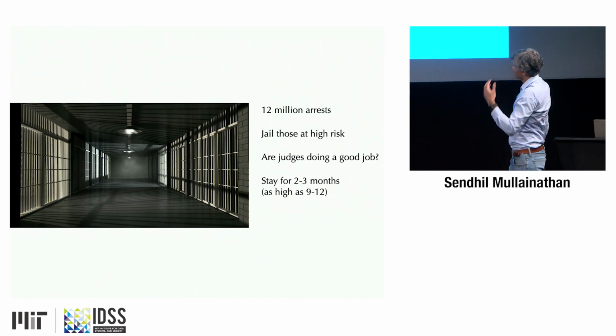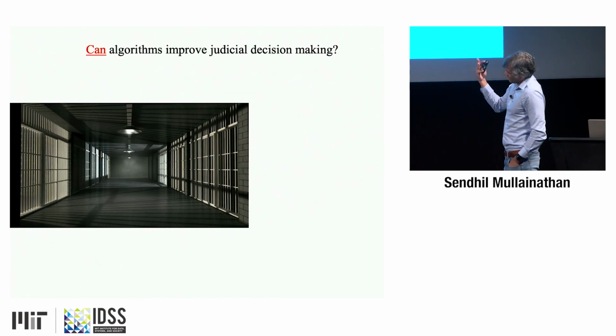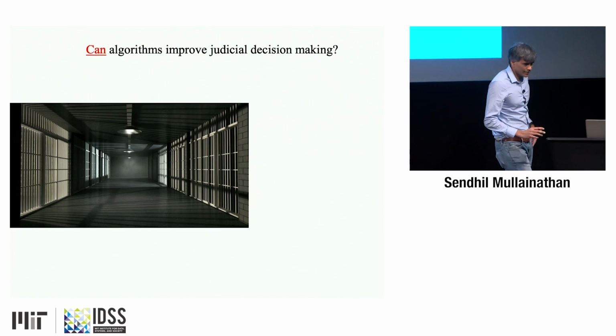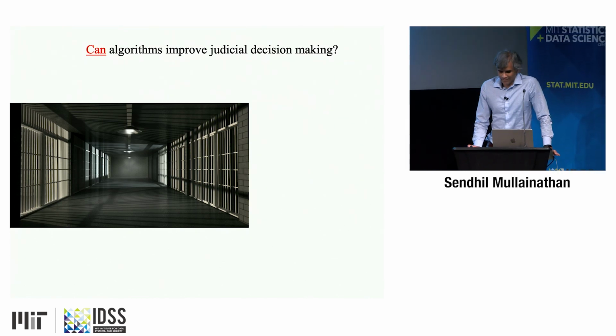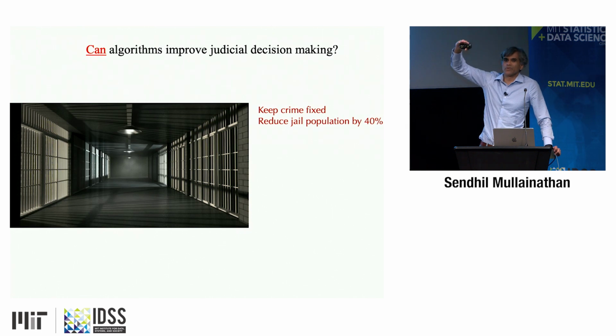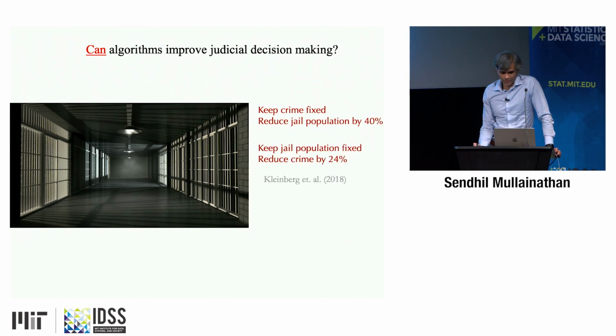So in that paper from 6 years ago, we asked, can algorithms improve judicial decision making? I'm not going to go into the details of it, except to just point out that you find huge effects. You tend to find you can keep crime rates fixed relative to what judges do and reduce the jail populations by 40%. The misranking is so bad that you can actually just release a ton of people as long as you rank the remainder correctly. Or you could keep jail populations fixed and reduce crime by 24%.